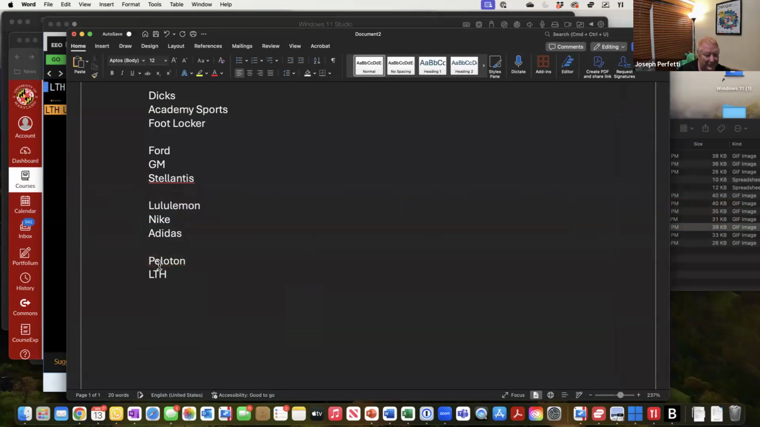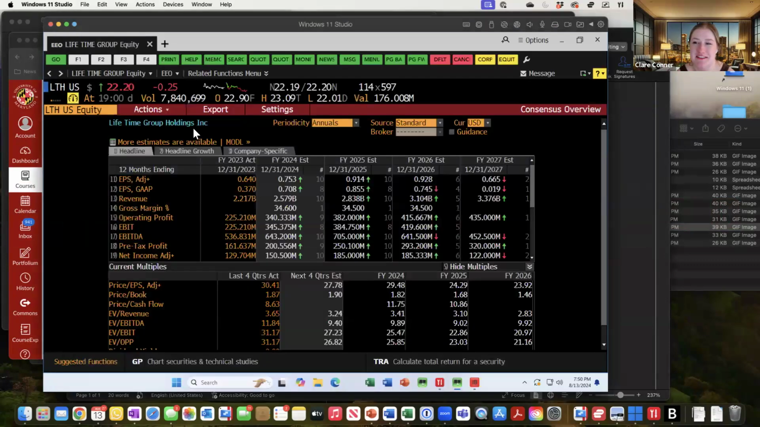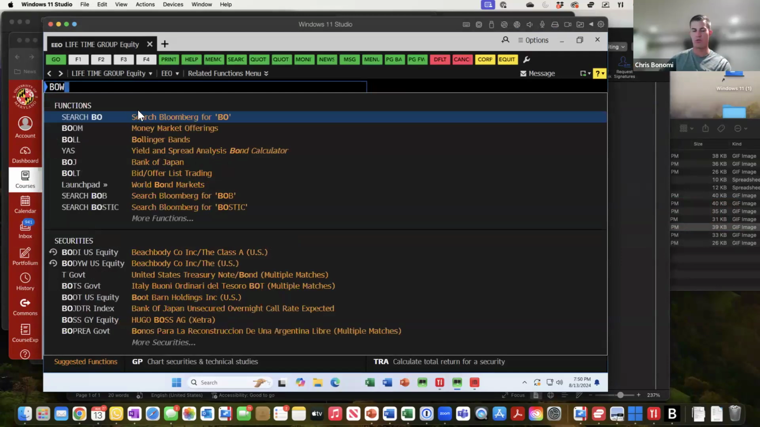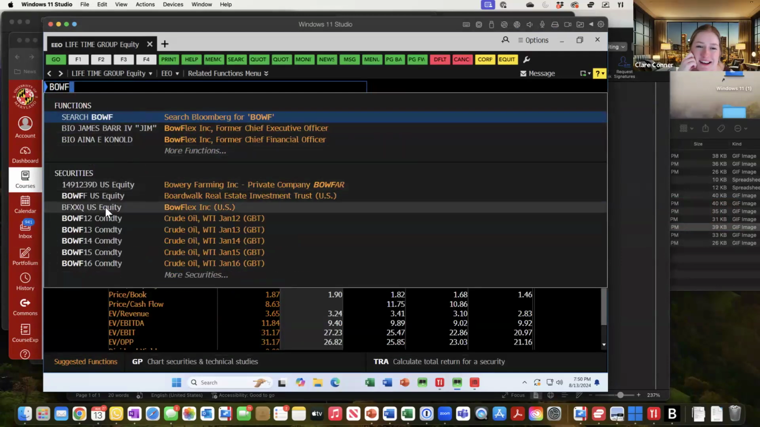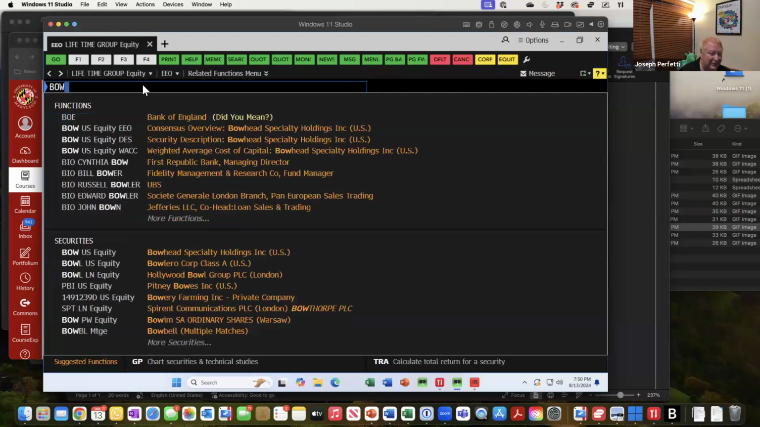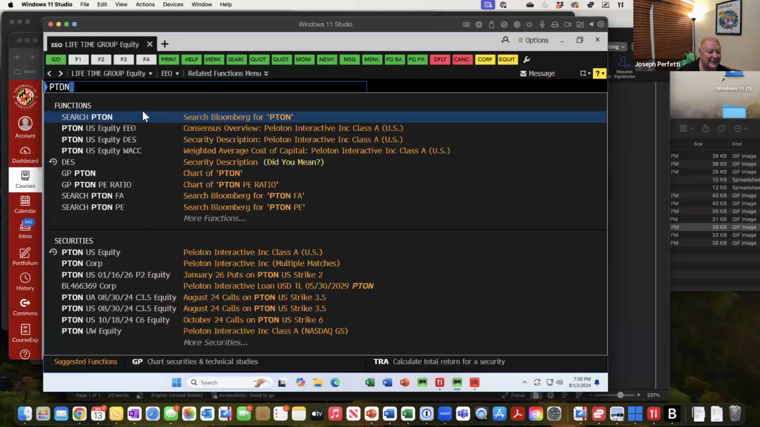All right, we need one more. Anybody know any? Did we look up Bowflex, guys? Yeah, we looked up Bowflex. They were removed from the New York Stock Exchange. Oh, right. They're going out of business. Oh, all right. You probably don't want to do them. Yeah. Let's go back to Peloton.